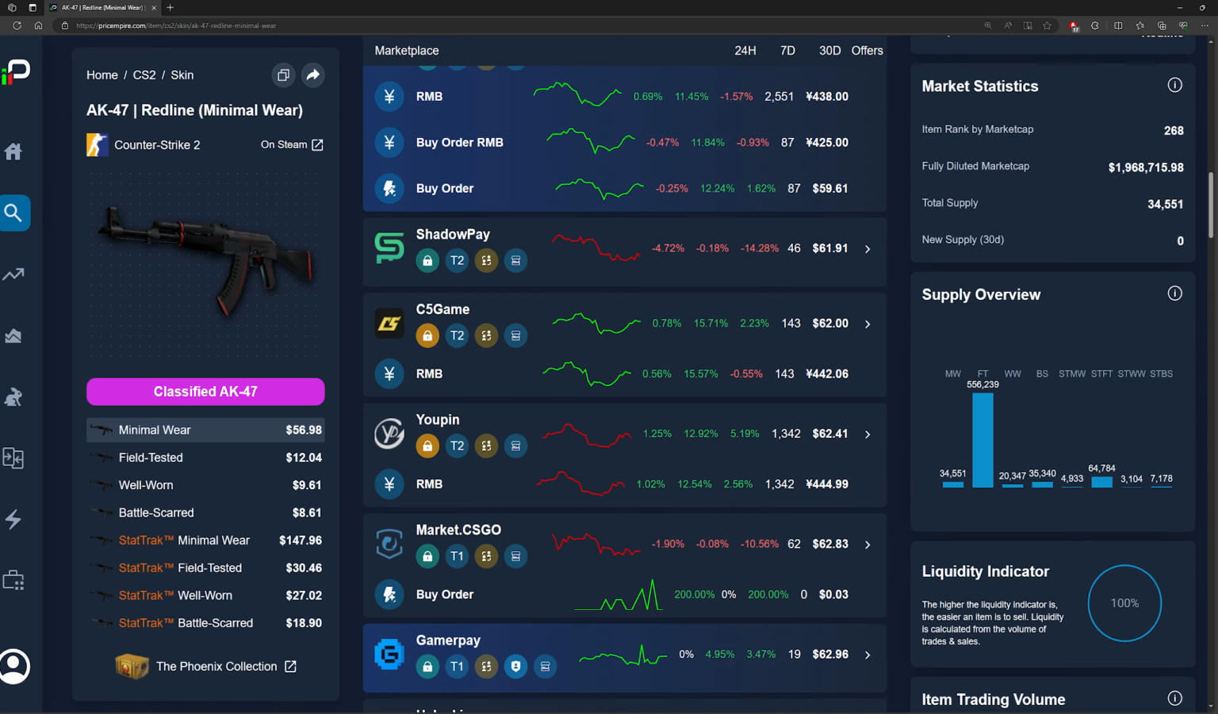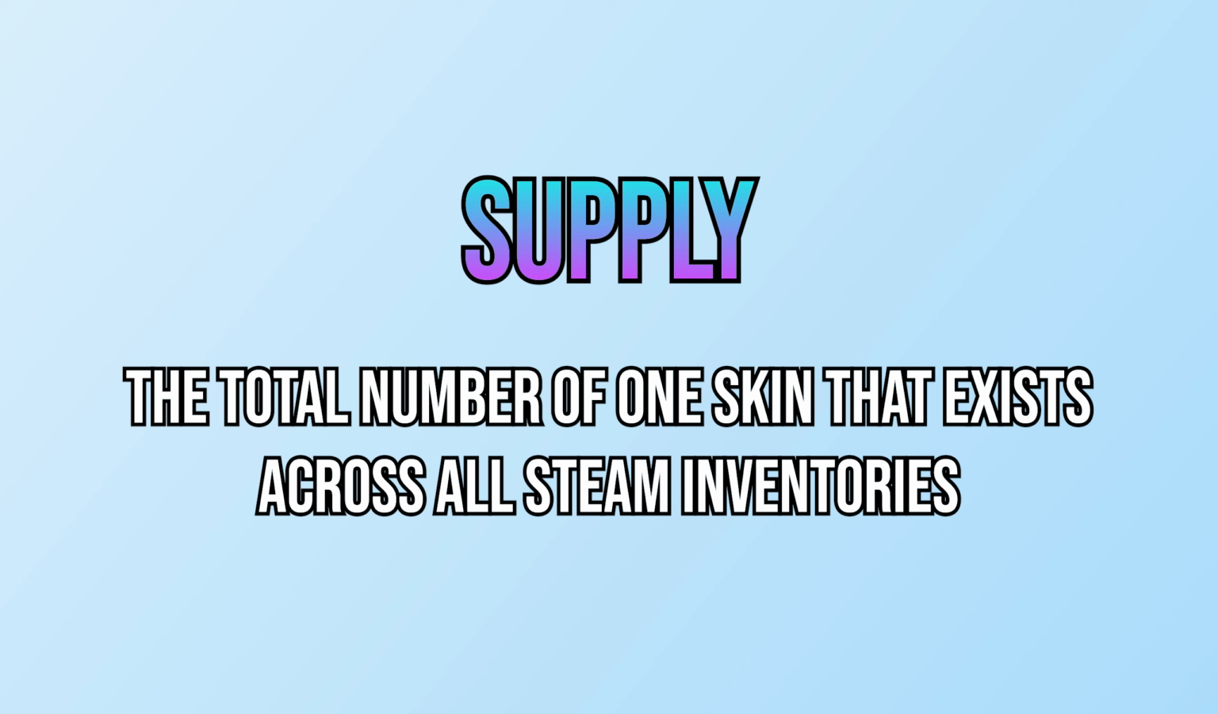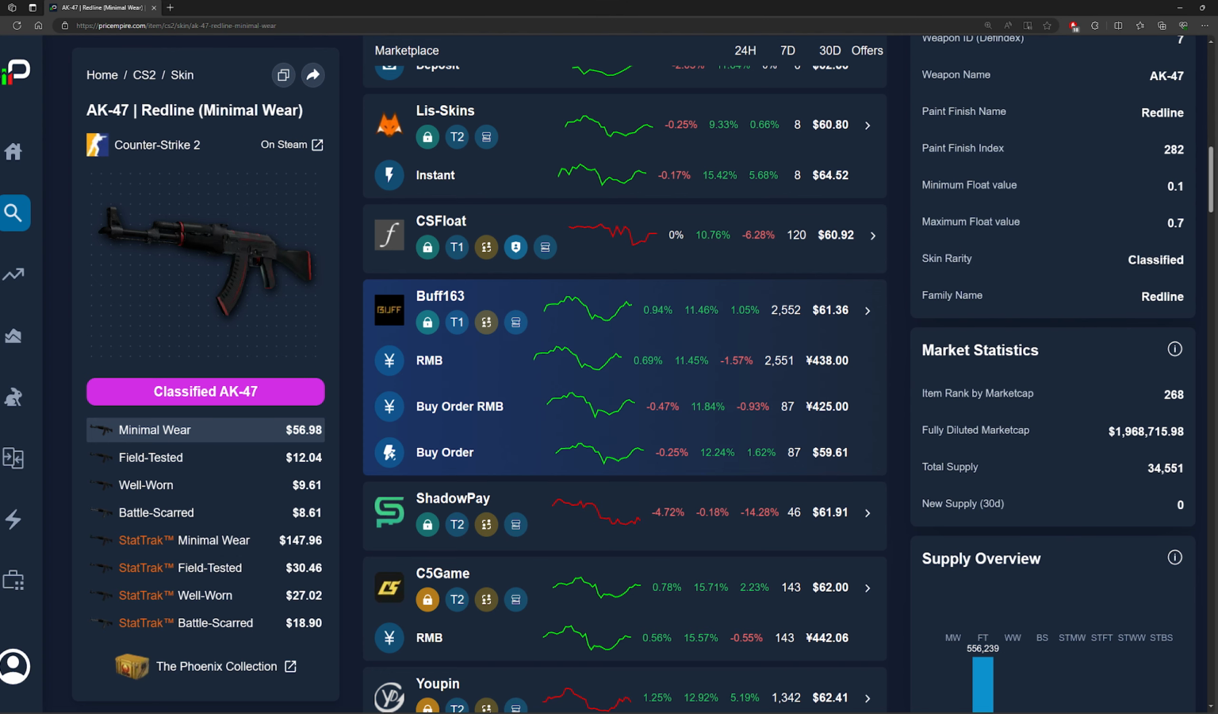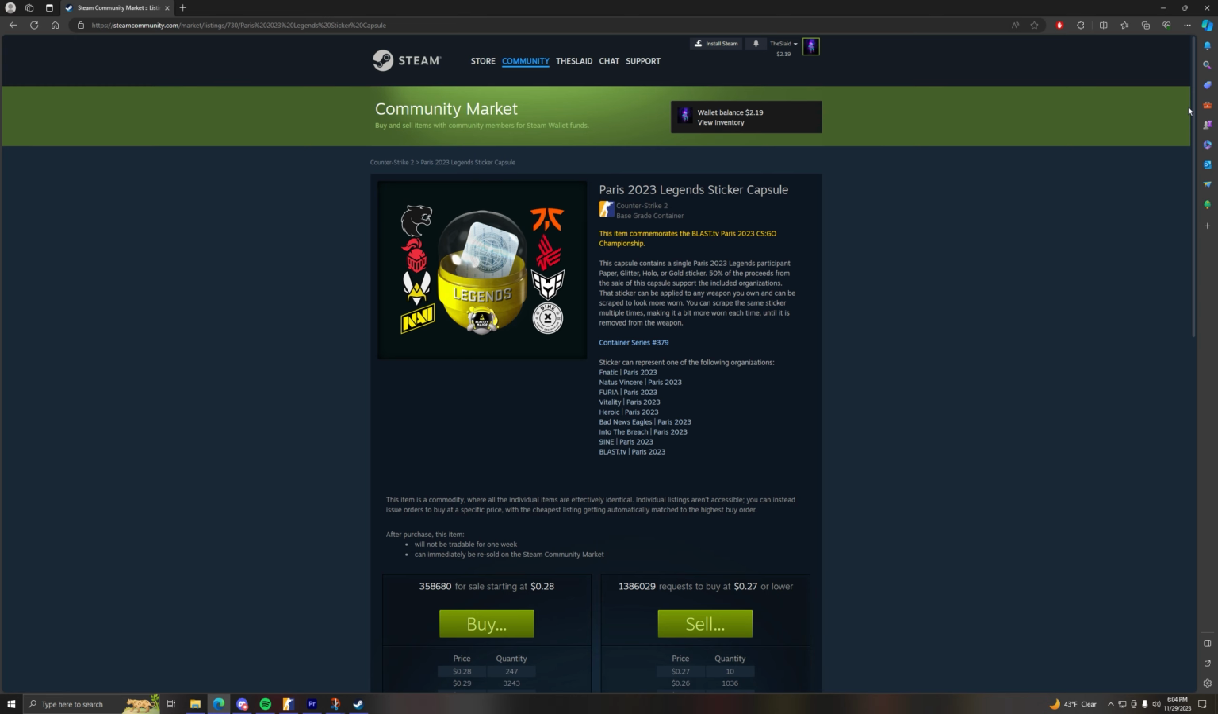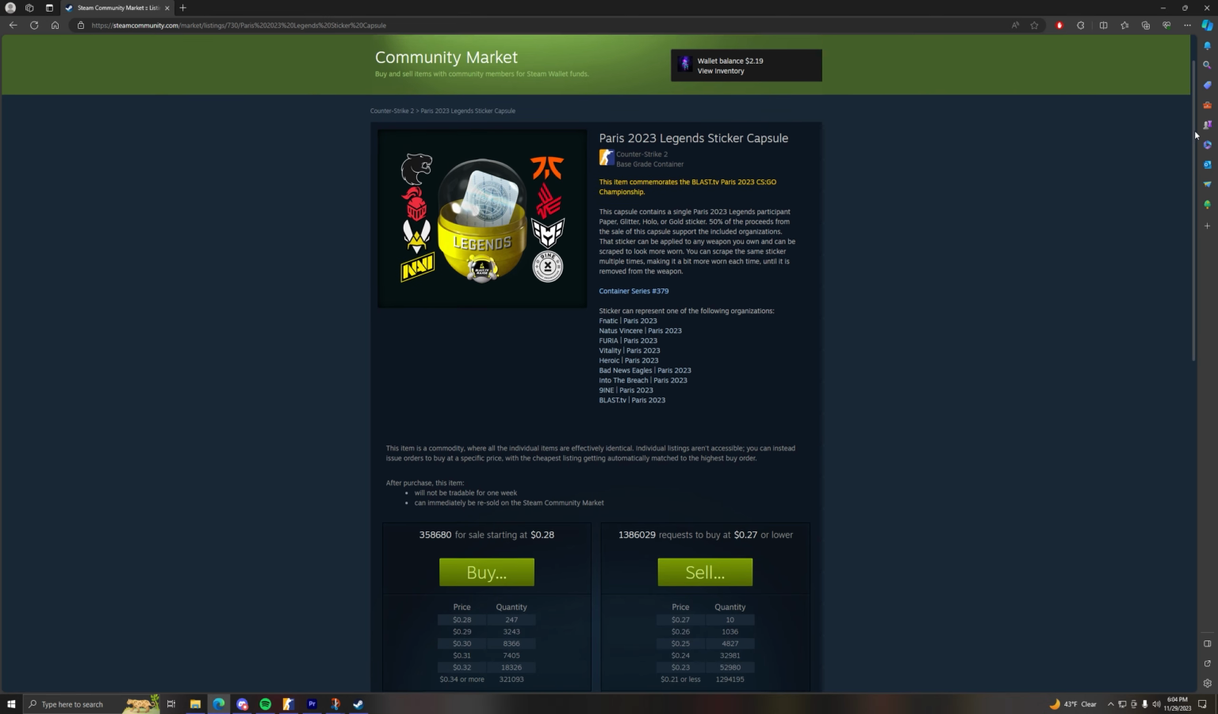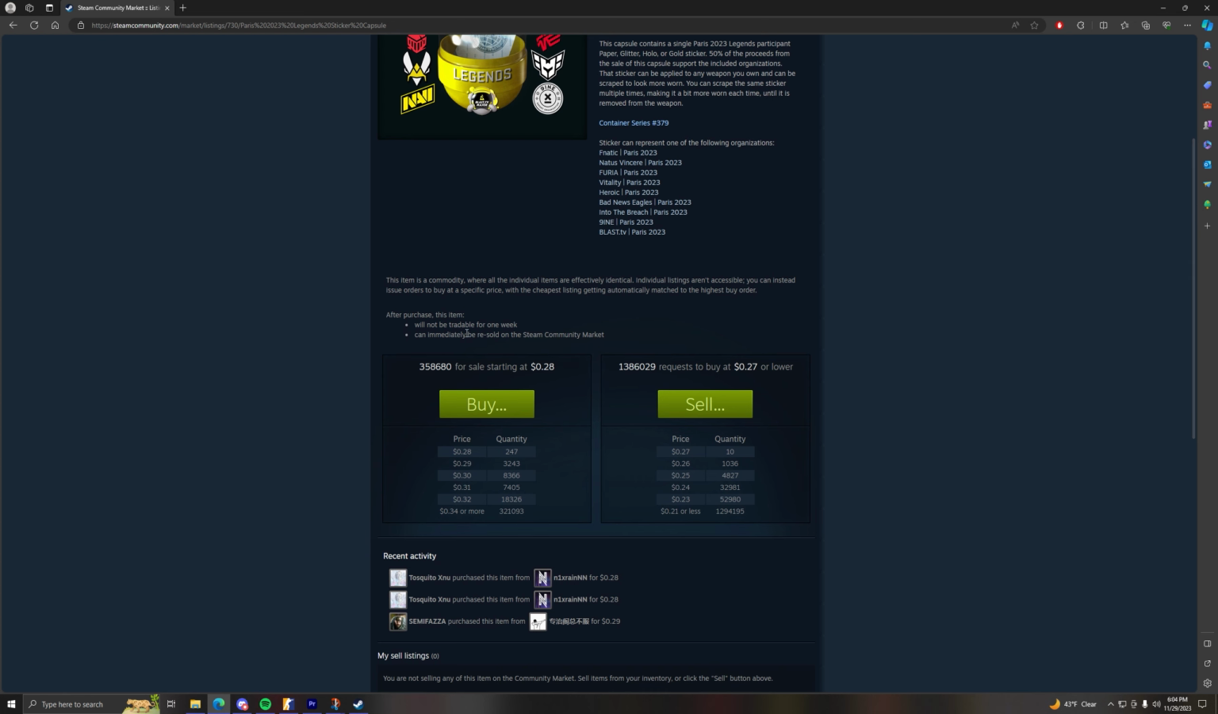Now, let's take a look at the supply tab, which is very important. Supply shows us the total number of a skin type that exists, so for a Minimal Wear AK Redline, we know that there is a total supply of 34,567. We will be using this number in the next video to judge if a skin is over or undersupplied, which is a key factor in a lot of investing related decisions.